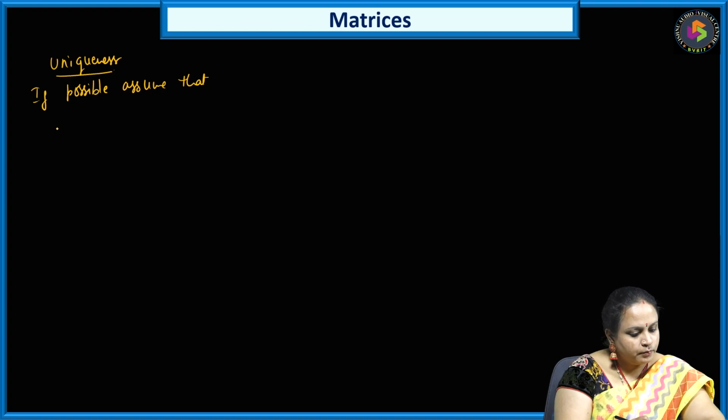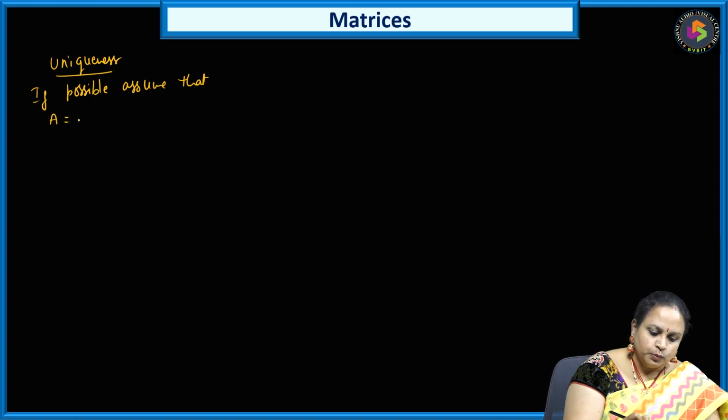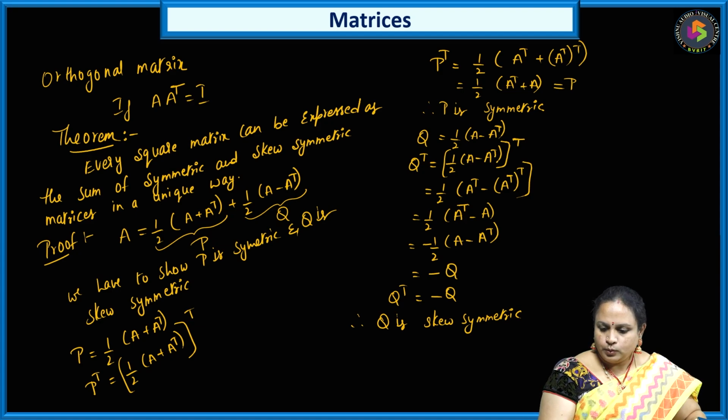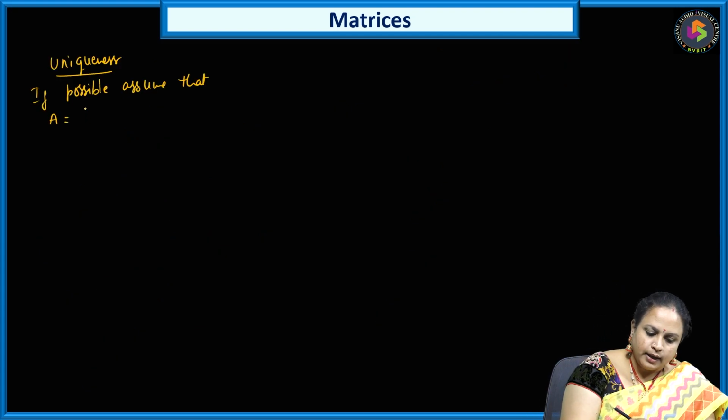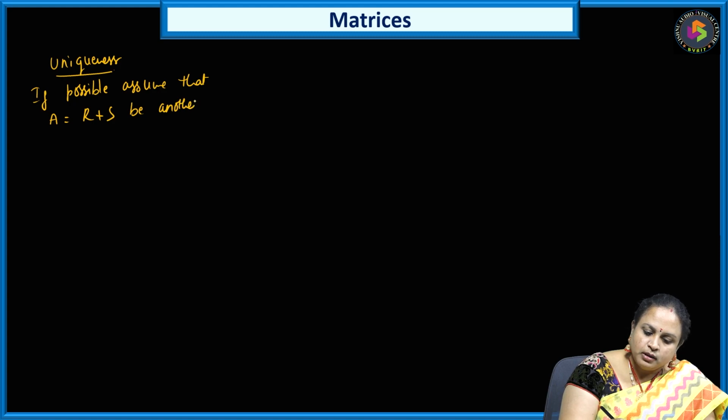Before we've taken P and Q, no? So we will take R and S. If possible, assume that A equal to R plus S be another such representation.